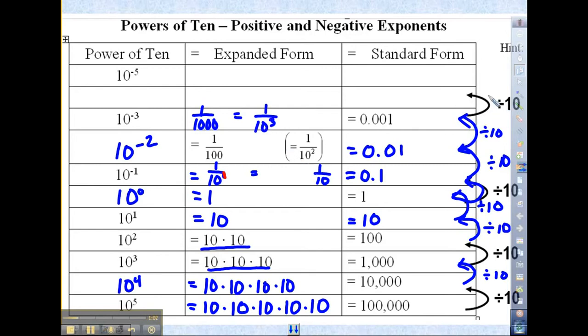Following the pattern backwards of dividing by 10, we get 0.0001, which is 1/10,000th. That's also 10 to the -4 power. Working this pattern backwards, that's 1 over 10,000, which is the same as 1 over 10 to the positive 4 power.